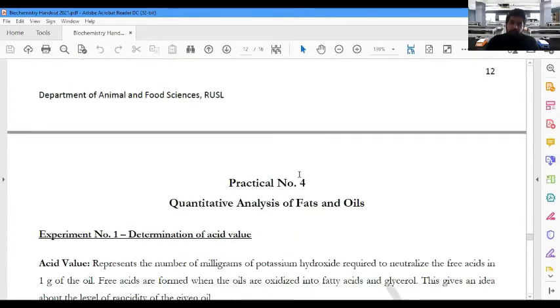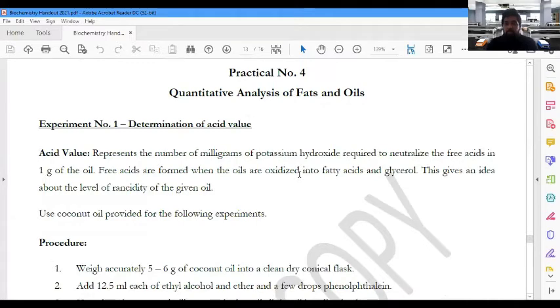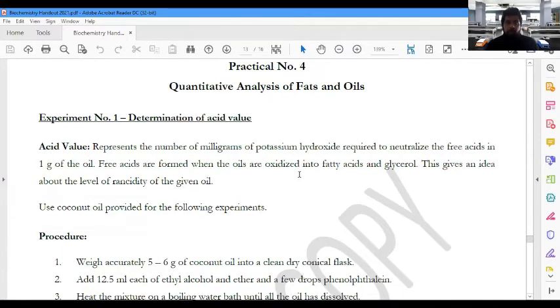As the next practical, we have to discuss the quantitative analysis of fats and oils. In this experiment, we are going to determine the acid value of a fat or oil sample.